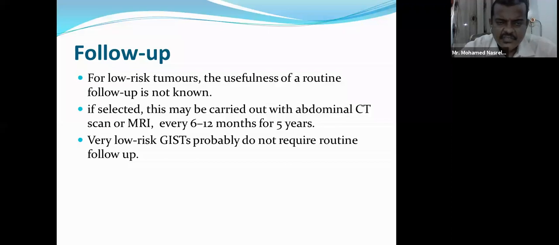If selected, this may be carried out with abdominal CT scan or MRI every 6 to 12 months for 5 years. And those with very low risk probably do not require routine follow-up. So for low-risk tumors, if those patients are selected for follow-up, it will be by CT scan or MRI every 6 to 12 months for 5 years. Very low risk, they don't need to be followed, actually. And those whose tumors are less than 2 centimeters.